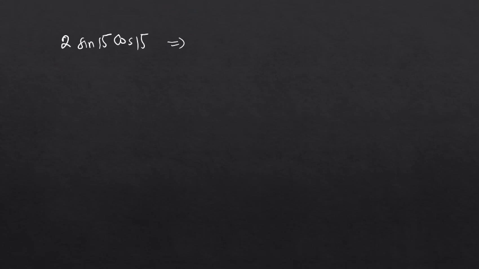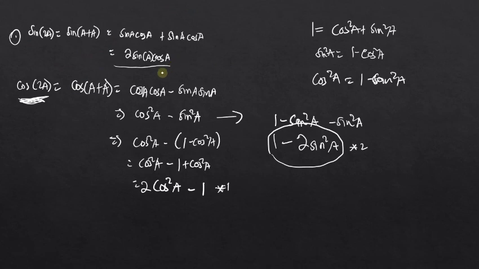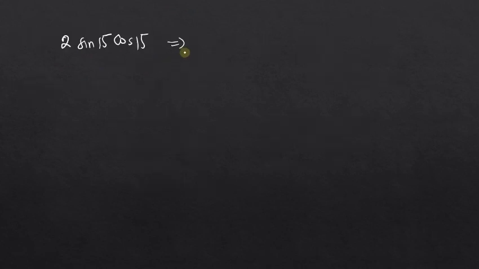You realize that you're talking about sine and cos, right? So the double angle formula that we'll be using is this one. We know if you have 2 sine A cos A, this will be equal to what?